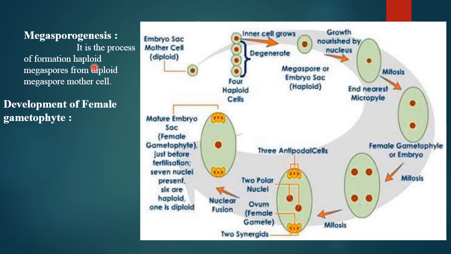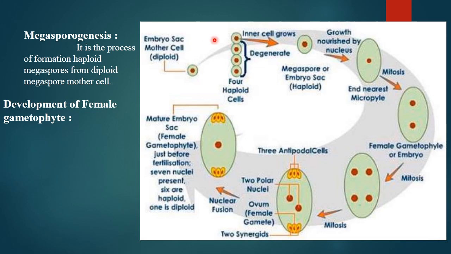Now we will see megasporogenesis, the process of formation of megaspores from the megaspore mother cell. Ovules generally differentiate a single megaspore mother cell. It means MMC. MMC means megaspore mother cell. The megaspore mother cell becomes distinguished in the nucellus. MMC undergoes meiotic division and produces 4 megaspores.